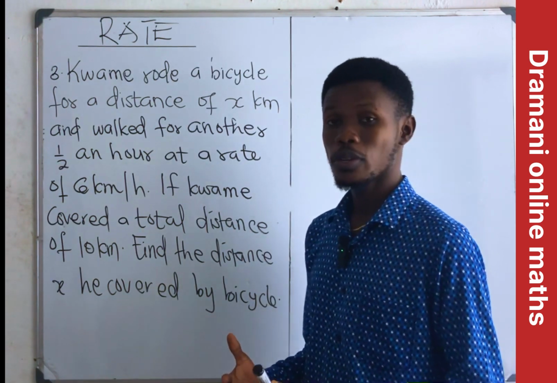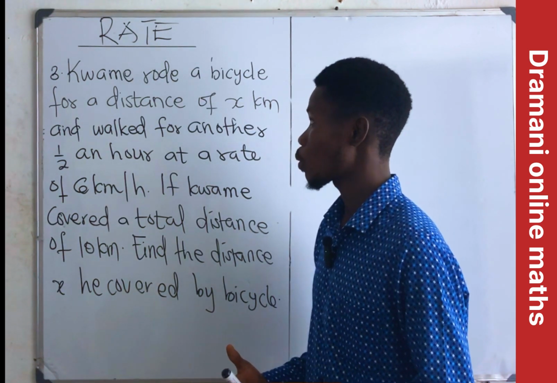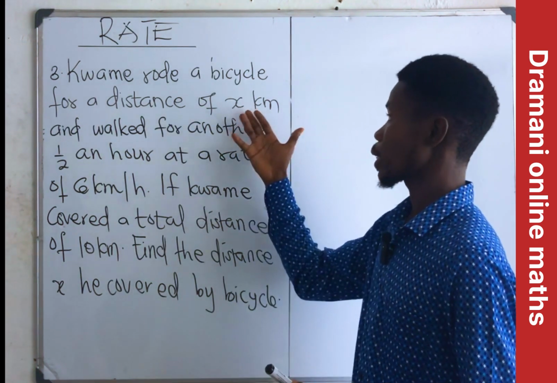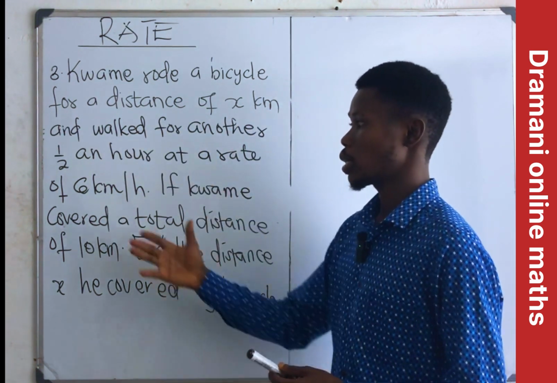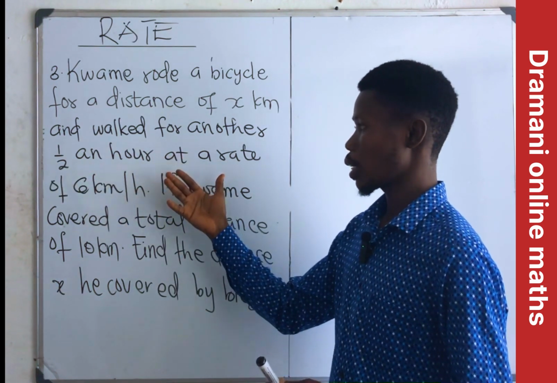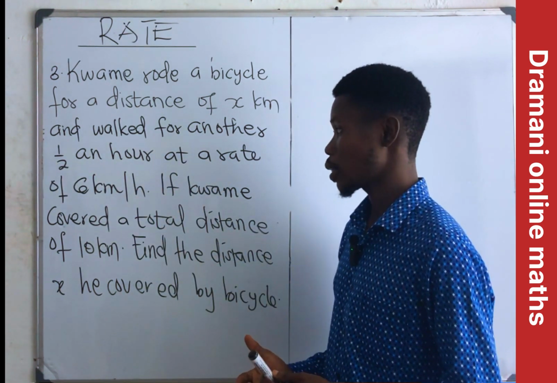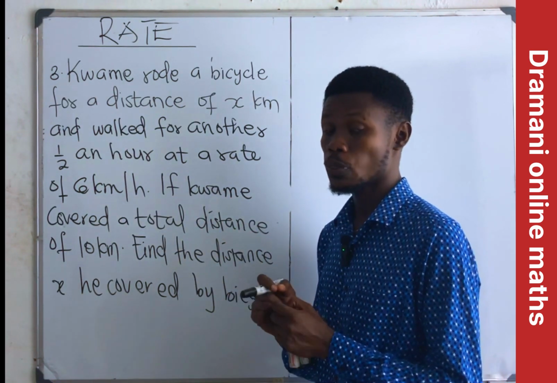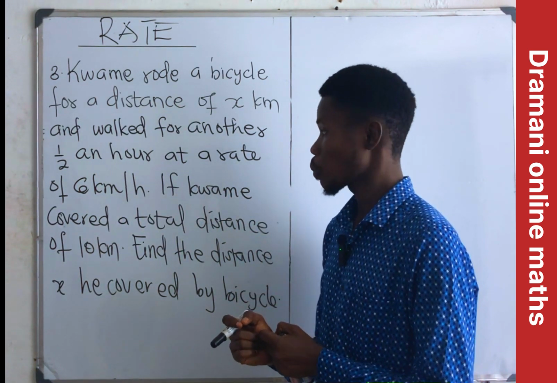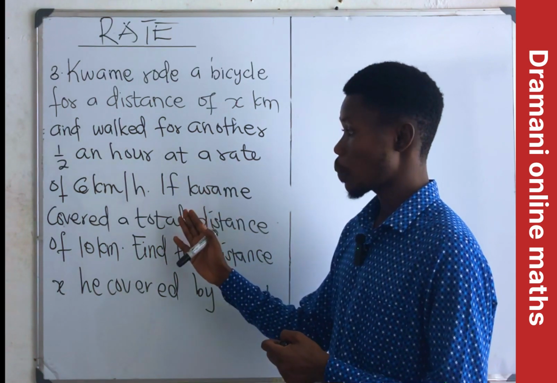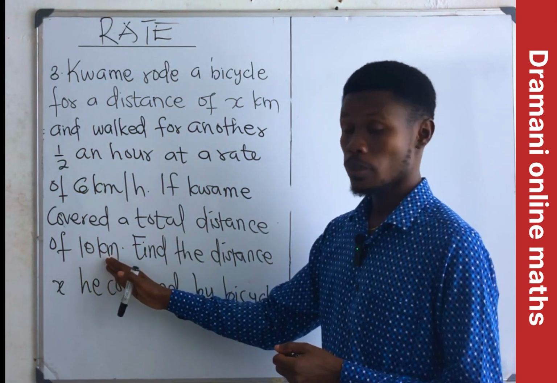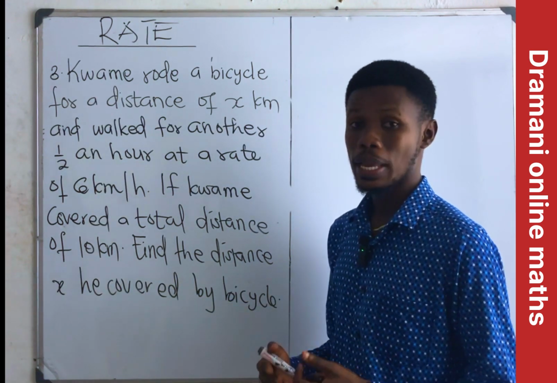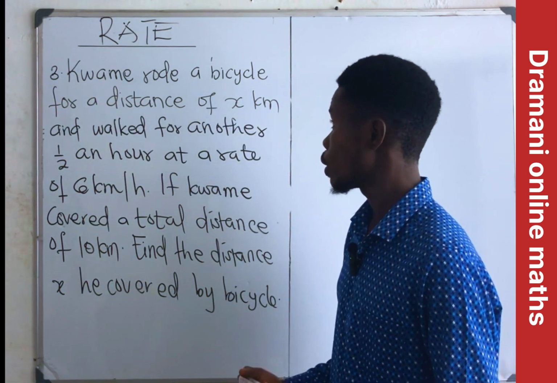Now, we are going to look at the third example where we said that Kwame rode a bicycle for a distance of X kilometers and walked for another half an hour at a rate of 6 kilometers per hour. So 6 kilometers per hour at that rate means that that is the speed. Is that okay? That's the speed. If Kwame covered a total distance of 10 kilometers, find the distance X he covered by bicycle. Okay, so that's what you are going to do.